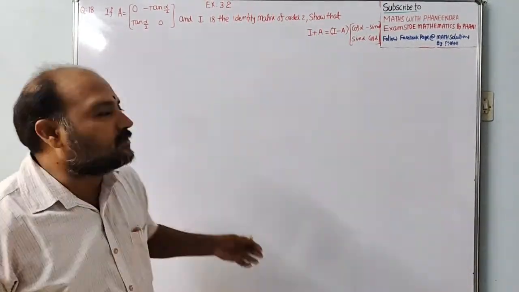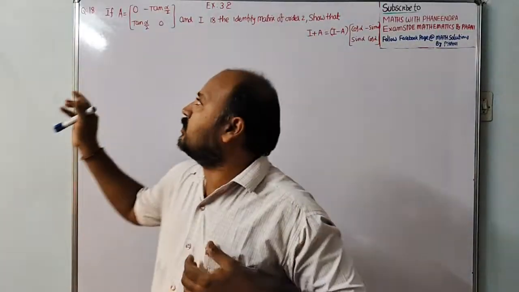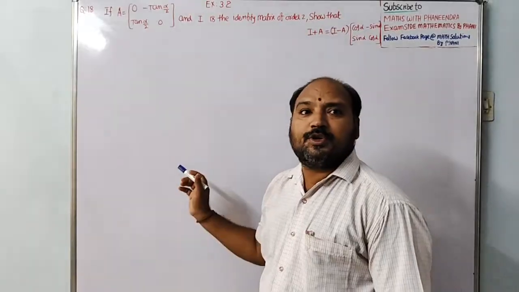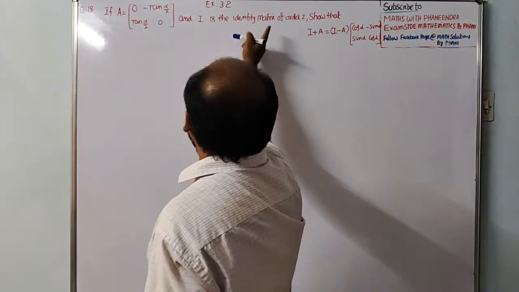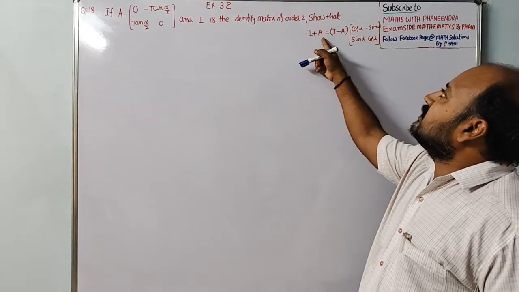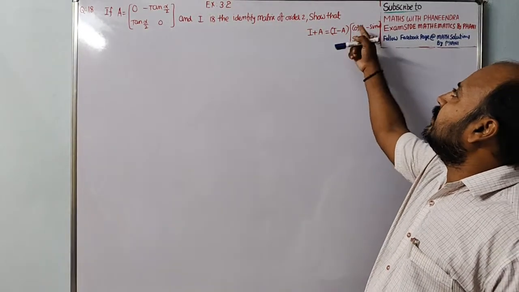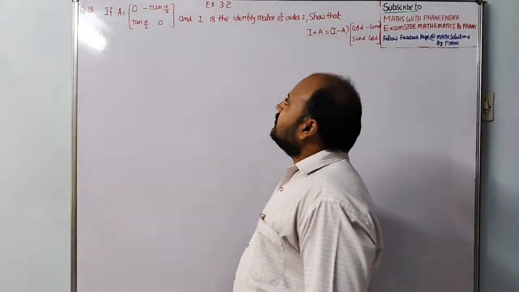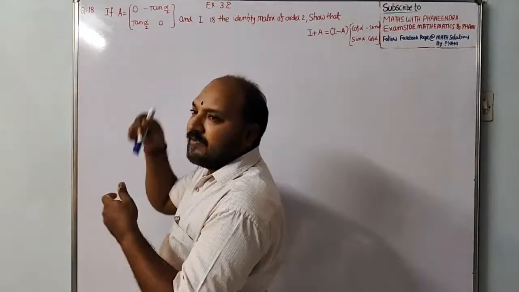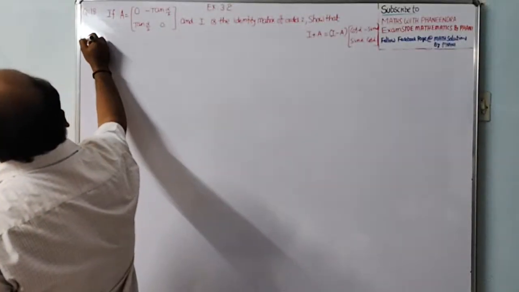The question is: if A equals the matrix [0, minus tan alpha by 2; tan alpha by 2, 0], and I is an identity matrix of order 2, show that I plus A equals I minus A into this value. So first we will calculate the LHS, I plus A. A is already given.